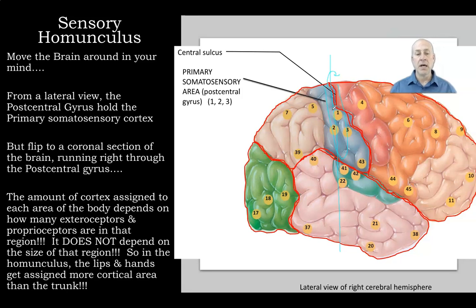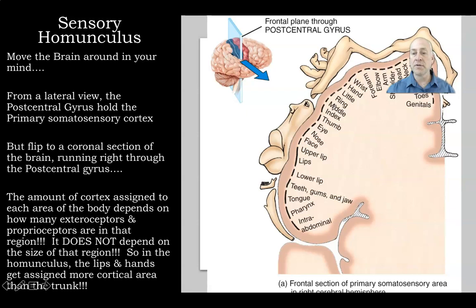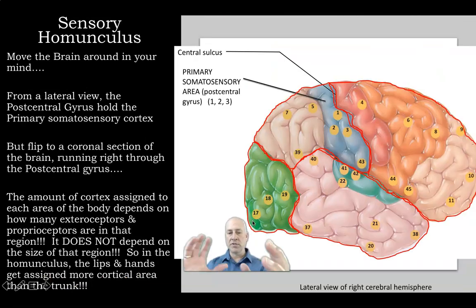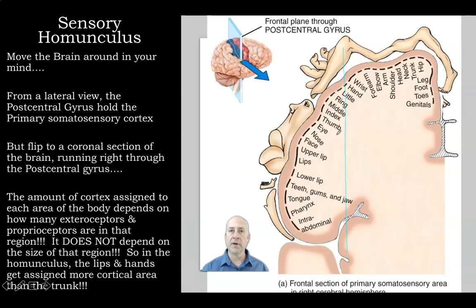And that's where we build a sensory homunculus. A sensory homunculus is simply a cartoon sketch of the areas of the body in a coronal section. So again, I'm going to go back and forth a couple of times so you can see this is cheap animation. Take the brain and rotate it to a coronal section. So take a section right through the brain. We're going to come right through this primary somatosensory area, and we rotated it. All right, now we're looking straight on at a coronal section of the primary somatosensory area. And nothing goes below the central sulcus.